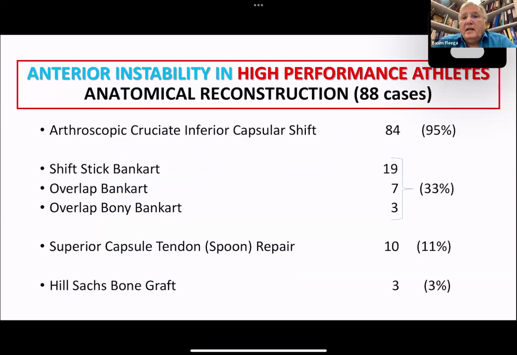Now, the treatment done was anatomical reconstruction of the pathology. So for the capsule, we did a cruciate inferior or overlap inferior capsular shift in 95% of the cases, Bankart repair in 33% of the cases, superior capsule tendon repair or tendon reefing in 11%, and Hill-Sachs bone graft in 3% of the cases.